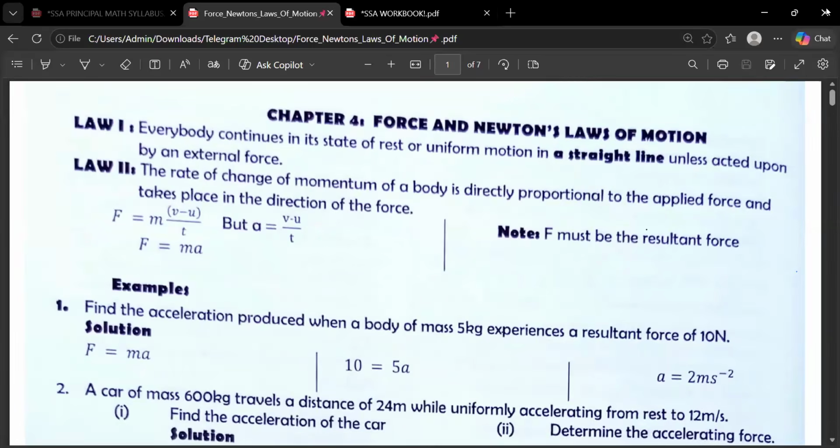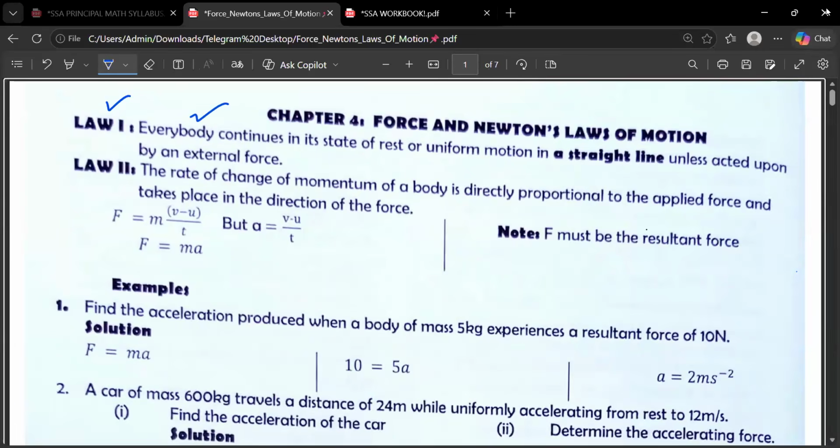And he said it the best way I really wanted them. Yeah? He said that law 1, that everybody continues in its state of rest or uniform motion in a straight line, or someone can say uniform linear motion. You understand? Yeah. Unless acted upon by an external force.